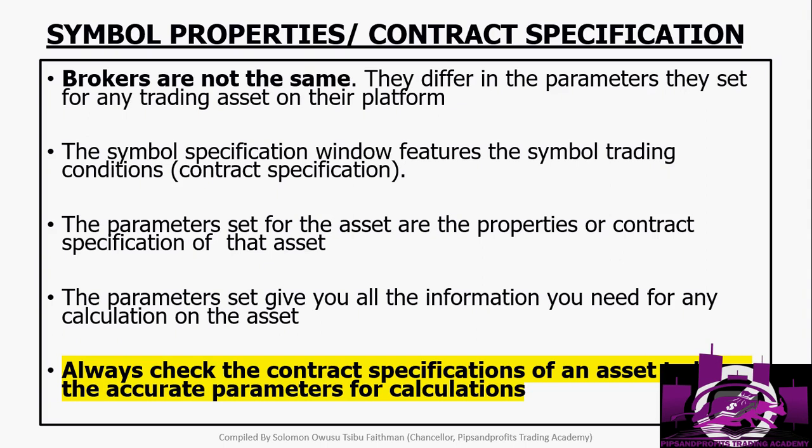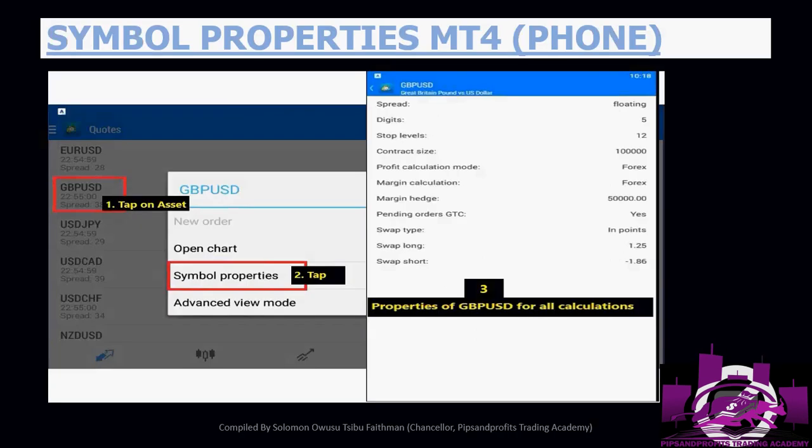So we said that you should always check the contract specification and the symbol properties of an asset to have the accurate parameters for your calculation. You don't just do any calculation. You have to try as much as possible to access all the necessary information from the contract specification window.